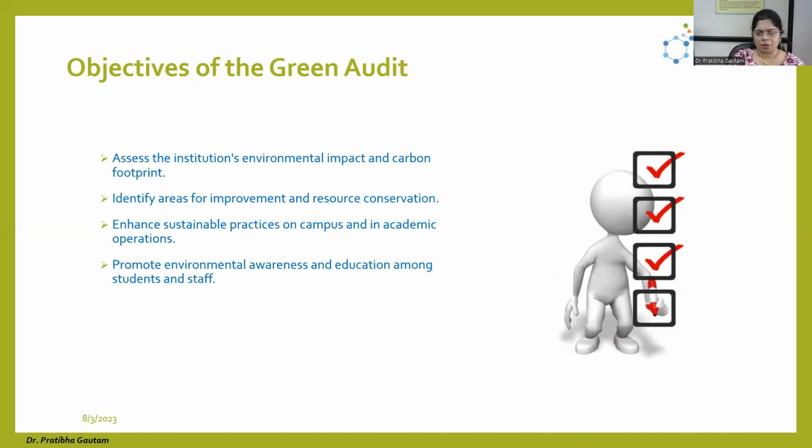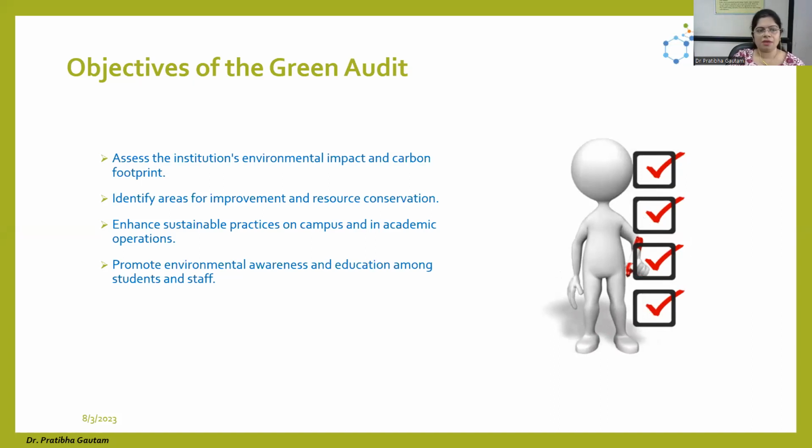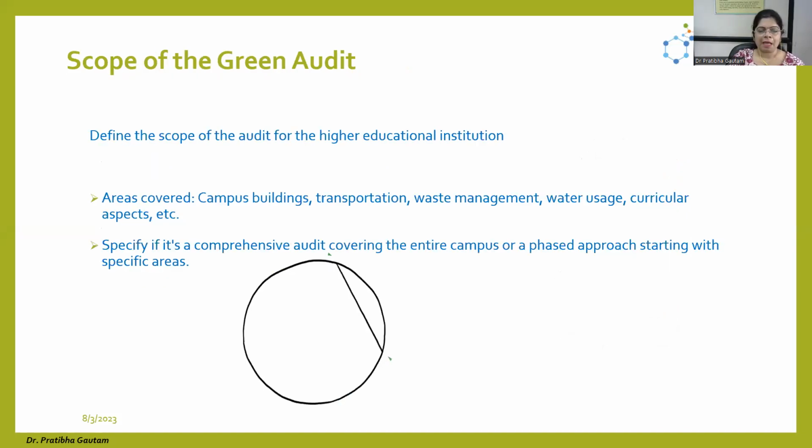Depending on your organization, the way you are doing it, you may add a few more objectives or you may reduce a few of the objectives. So when we have understood, okay, this is a green audit, overall this is the picture, this is what we are going to do, and this should be the objective.